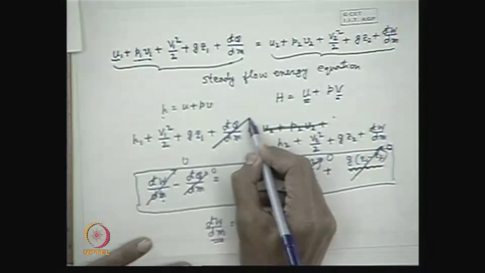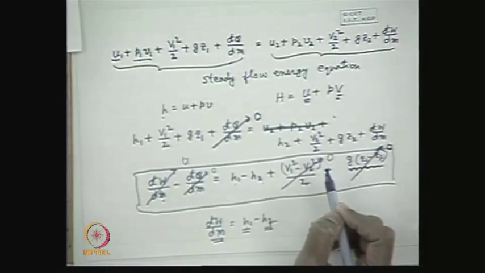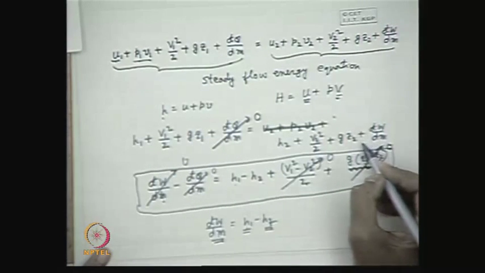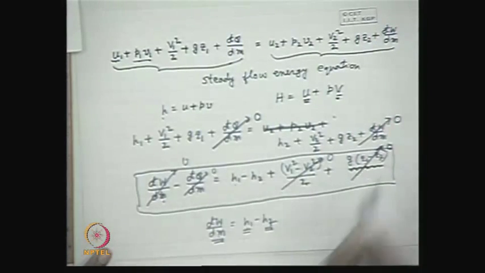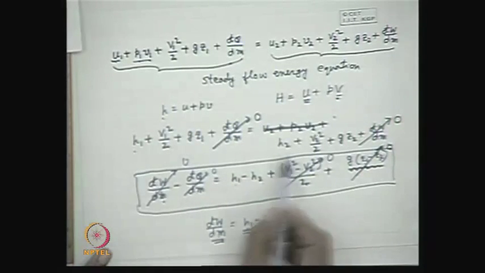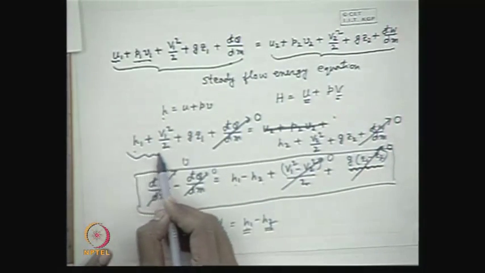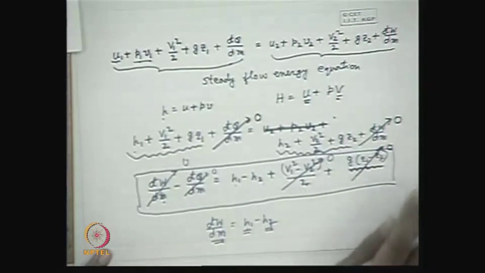Now, if we apply this to an irrotational, inviscid, steady flow of fluid, we start with the steady flow energy equation. Irrotational flow means there is no work or heat interaction, so this is zero. Therefore, the steady flow energy equation takes the form h1 plus V1 square by 2 plus gz1 is h2 plus V2 square by 2 plus gz2.